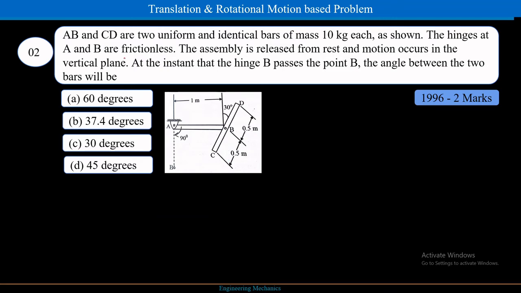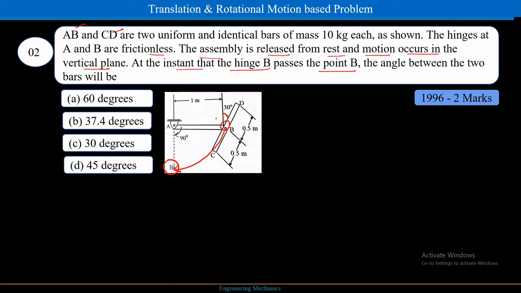Okay, let's see how to solve this question. A, B, C, D are two uniform identical bars of mass 10 kg each as shown. The hinges at A and B are frictionless. The assembly is released from rest and motion occurs in the vertical plane. At the instant that the hinge B passes the point B, it means this hinge is moving and passing this point B, the angle between the two bars will be, we need to find what is the angle between these two bars. First we need to find the angle.